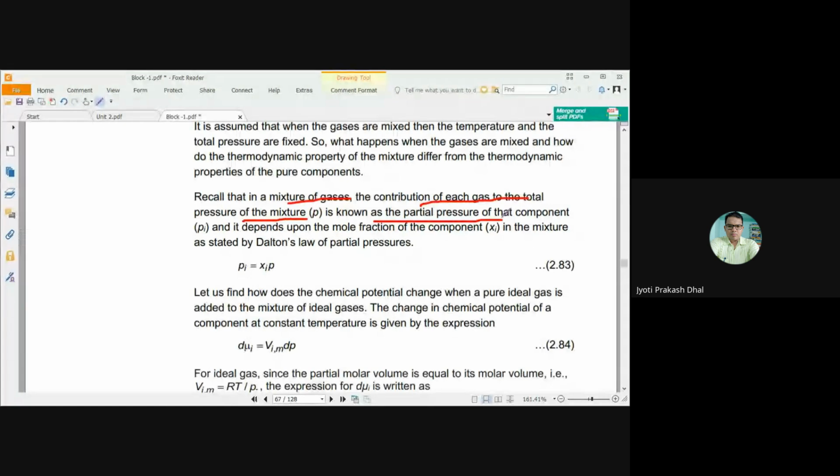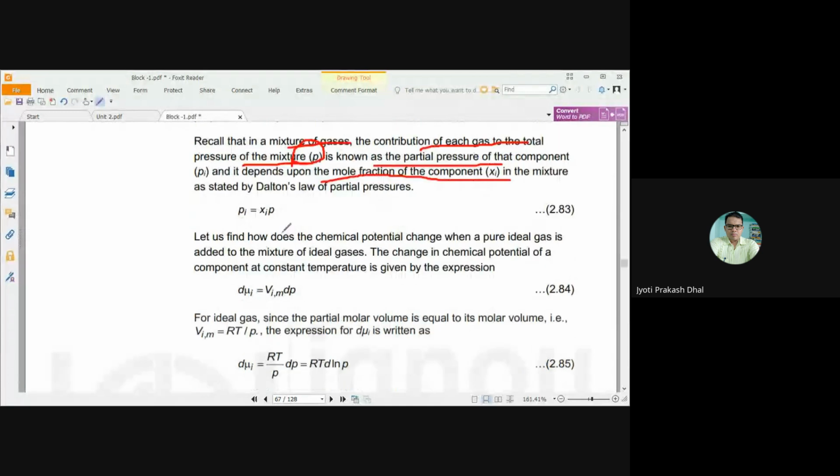Suppose in the mixture the total pressure is P, and to the total pressure P, if the contribution of pressure of the ith component of the gas is Pi, then Pi is called the partial pressure of the ith component, and it depends upon the mole fraction of the component xi or chi. That means if the mole fraction of the ith component is more, then its partial pressure will be more. Then according to Dalton's law of partial pressure, we know that Pi equals xi into total P.